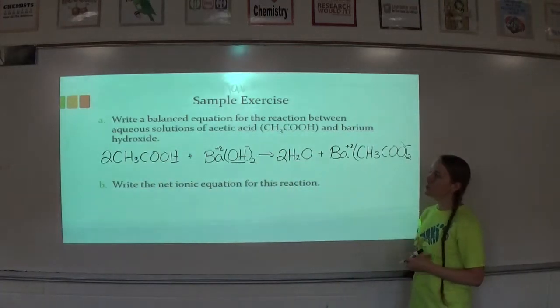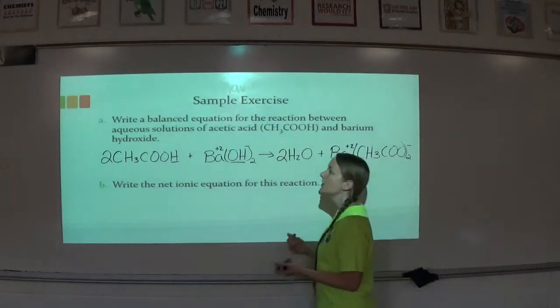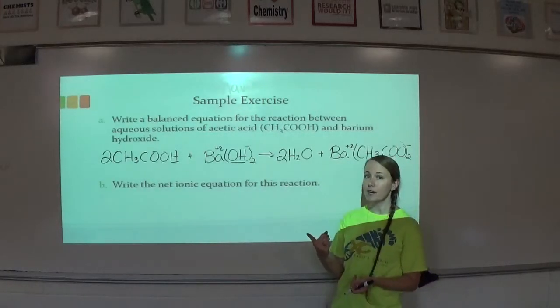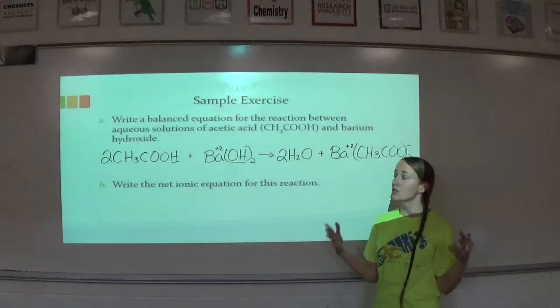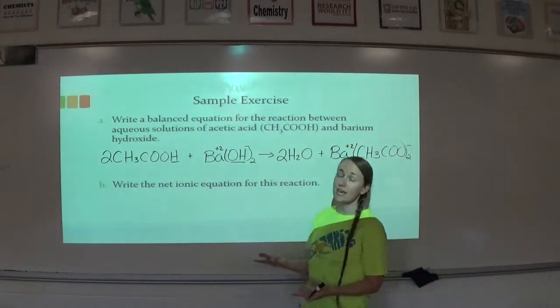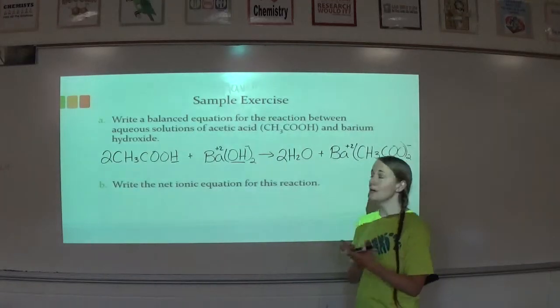Alright, so then it says write the net ionic equation for this reaction. So this is where you've got to be careful. You've got to look at whether things are strong or weak. Strong acids and bases, when they're aqueous, will fully break up, so when we write the net ionic equation, we write them in their broken up form. Weak acids and weak bases only partially ionize, so when we write a net ionic equation, we keep them together.